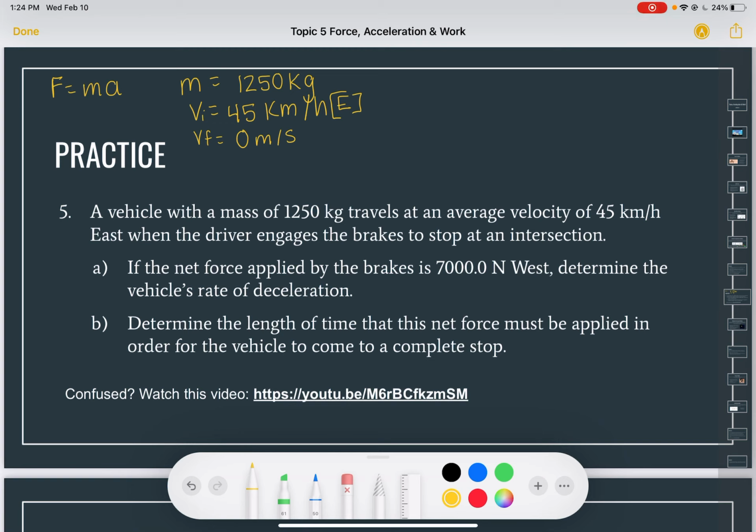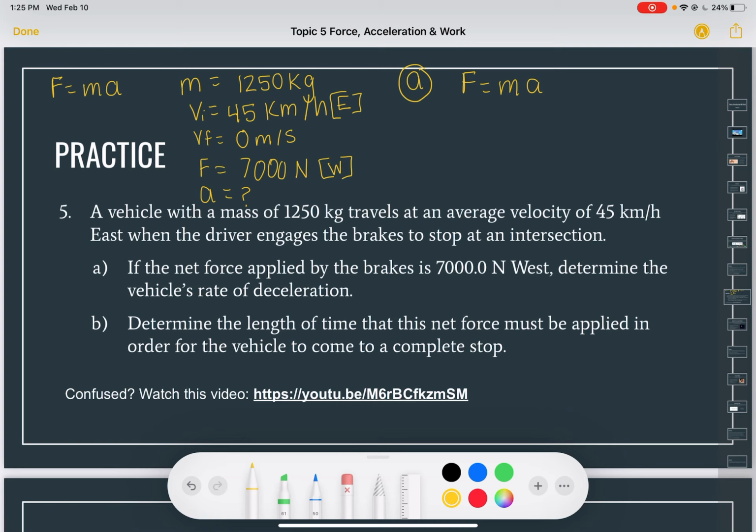It says if the net force applied to the brakes is, so our force is equal to 7,000 newtons west. Determine the vehicle's rate of deceleration. So deceleration is acceleration as well. So this is quite the question. A is asking us to figure out what the acceleration is, and we can do that using F is equal to ma. There's a lot of other information there, and that might help us do letter B, but we will see when we get there.